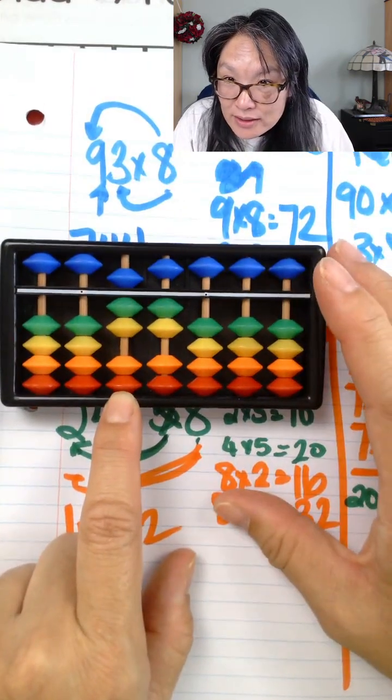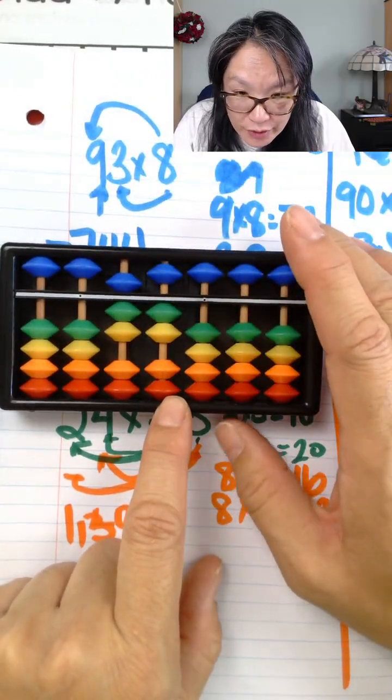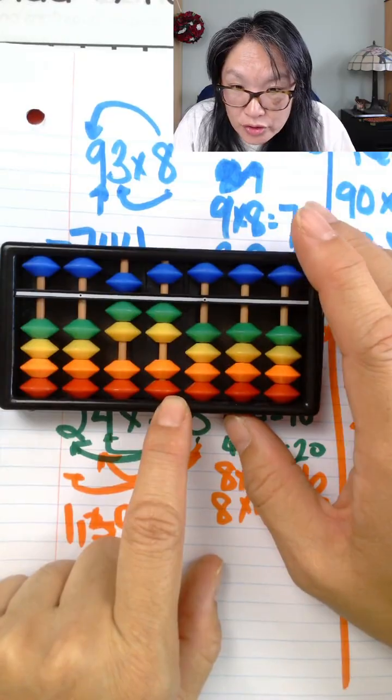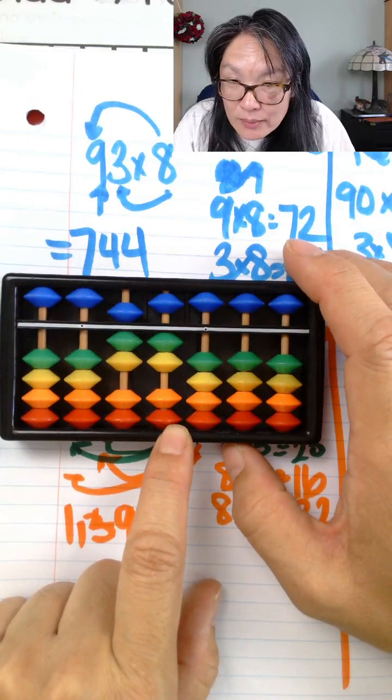What's our next number? We're here. We do 8 times 3. What is 8 times 3? 8 times 3. 8 times 3 is what?